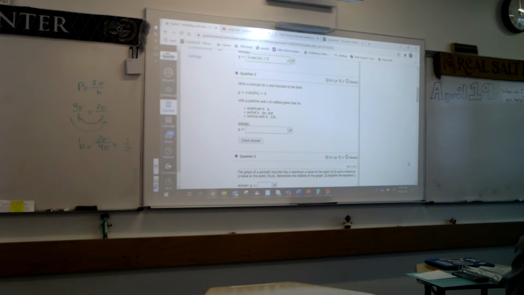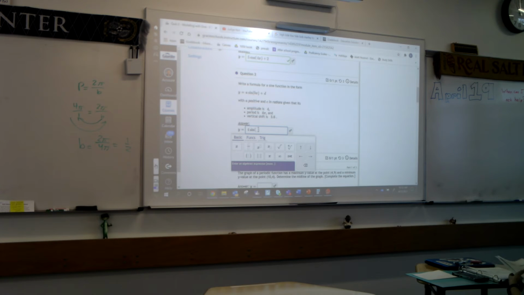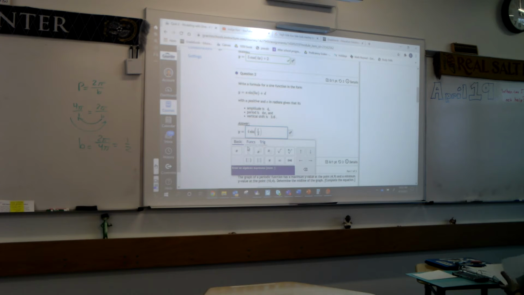So when I go to put in my equation here, I'll try my best. I'm going to put in amplitude is 4, and it says sine. The B is going to be 1/2. Now there's 2 ways you could do this. I could write this as 1/2 times x, or I could just do the x divided by 2. Then the 3.6 was just a vertical shift, so I'm going to put it like that.